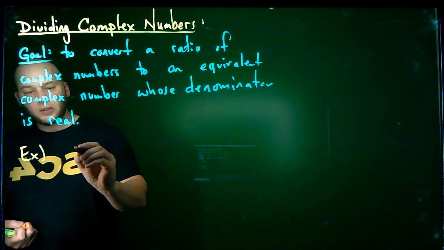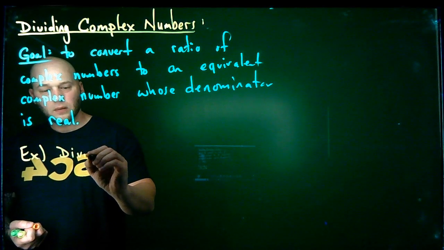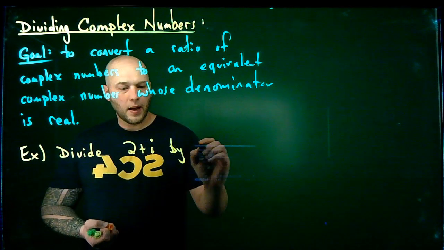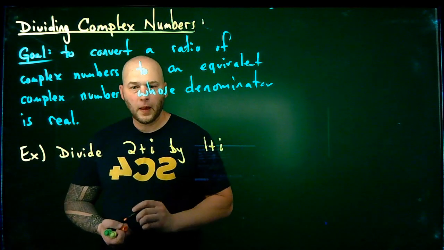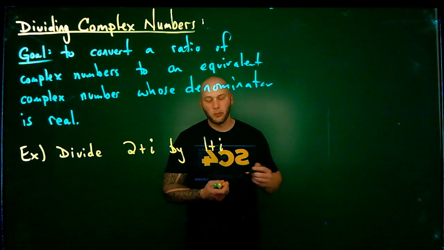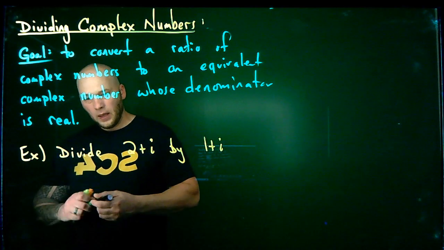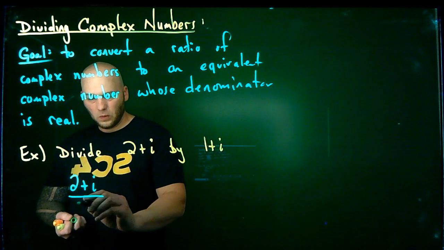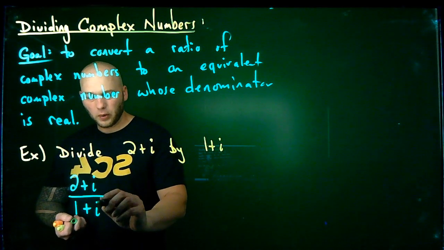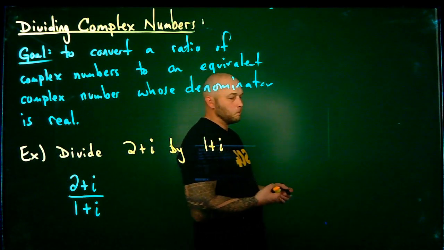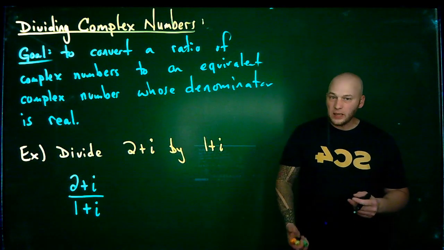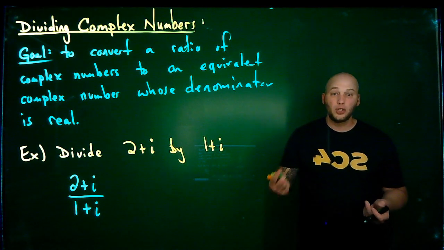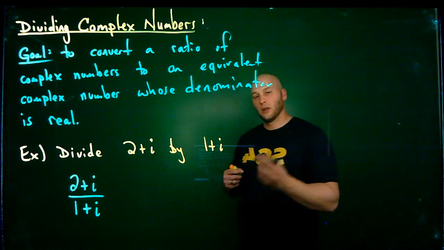Let's say I wanted to divide 2 plus i by 1 plus i. Here's the setup for it. I'll start by writing it as, well, it looks like a fraction, so 2 plus i divided by 1 plus i. And really, the technique does not involve division in any way. I actually am going to do 2 multiplications. Here's the way I do it.